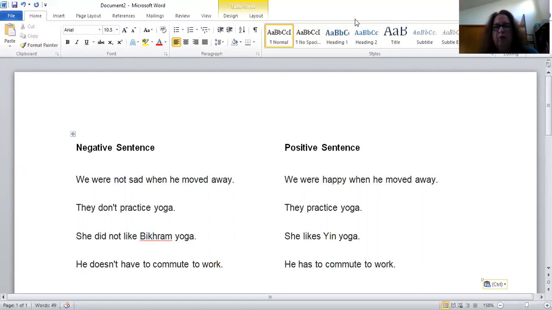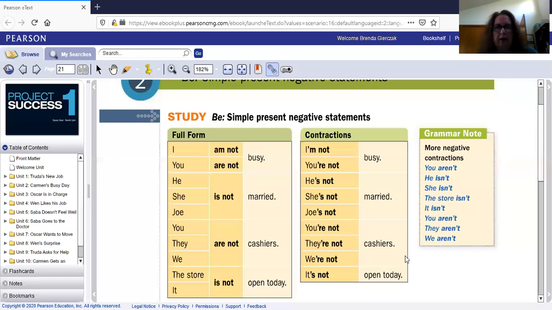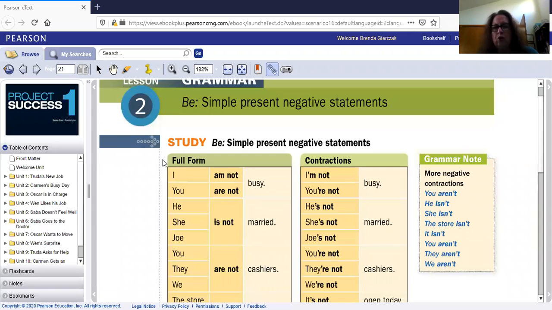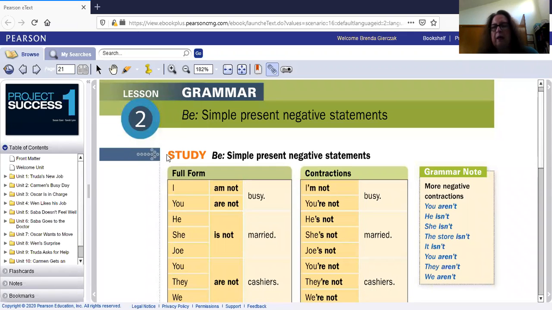So we talked a little bit last week about the difference in positive and negative and contractions. And we're going to continue that today. Let me just share my screen with you. Go to the book. Okay, so today we're on page 21, Unit 2, Grammar, Lesson 2. So it's Form B, simple present negative statements.